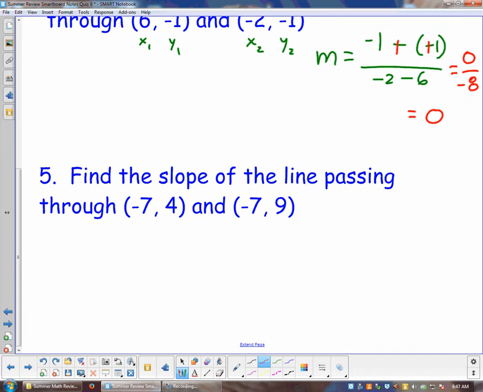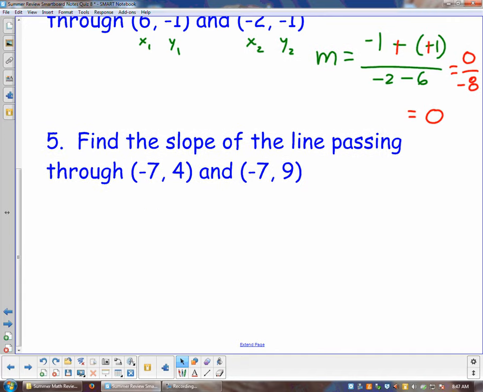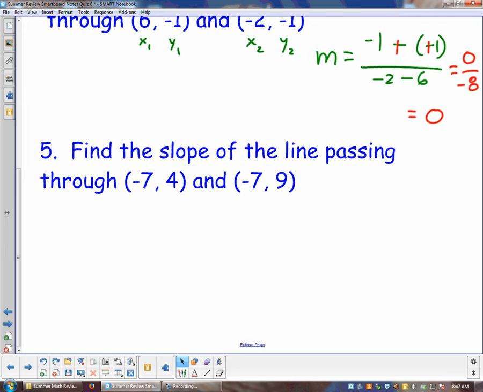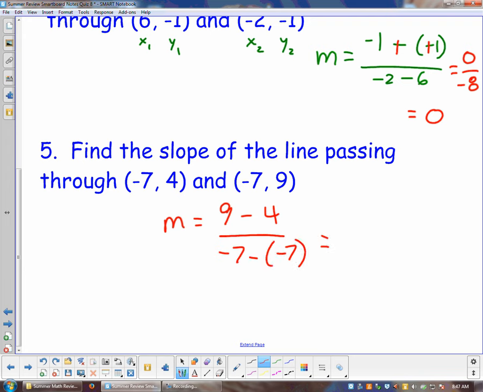Let's take a look at number 5. Find the slope of the line passing through -7, 4 and -7, 9. So again, using our slope formula, I'm going to do difference in my y's, that's 9 minus 4 over difference in my x's, -7 minus a -7. So this is going to give me 5 here, and minus a negative is plus a positive, so -7 plus +7 is 0. We're not allowed to divide by 0, so this is actually undefined.